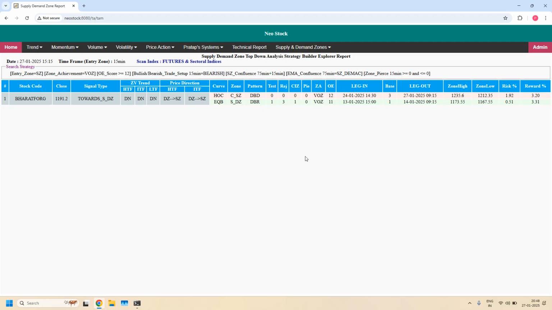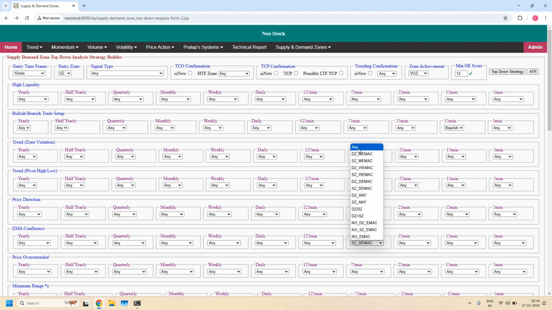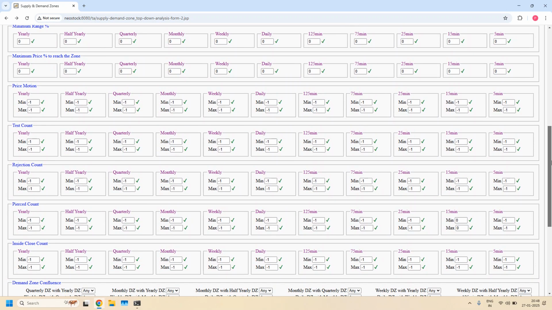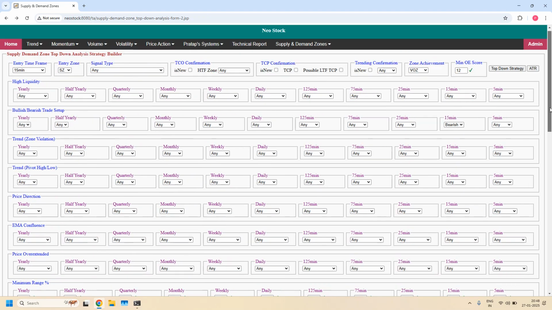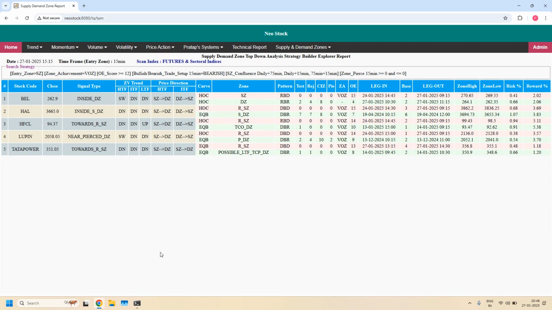Next, let us look for LTF, ITF, HTF supply zone confluence. I am removing the EMA filter. In the supply zone confluence, we have to set 3 filters: 15 minutes, 75 minutes, and daily supply zone confluence. The first one is already enabled. Second filter, 15 minute supply zone with daily supply zone confluence. Third filter, 75 minute supply zone with daily supply zone confluence. With all the 3 filters, LTF, ITF, HTF supply zone confluence, we got 5 stocks out of 20.